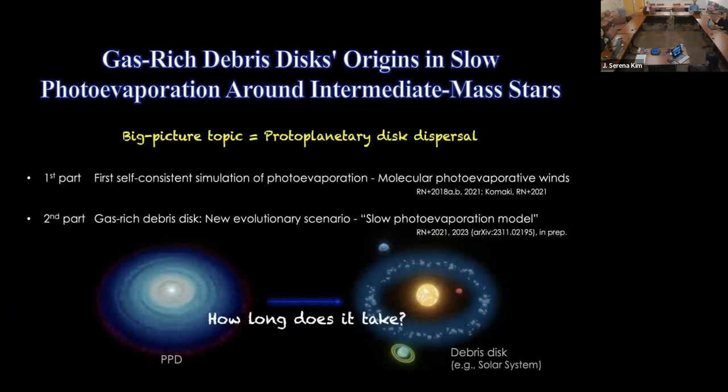Okay. So the big picture topic of this talk is protoplanetary disk dispersal. This talk is composed of two independent yet related topics. One is my first self-consistent simulation of disk photoevaporation. I observed molecular photoevaporative flows in this simulation, so I want to talk about it, hoping it might be interesting for you. And the second part, I'm going to introduce a more recent study of mine. We made up a new disk evolutionary scenario that may help understand the origin of recently detected very old gas disks. And this study was uploaded on arXiv this week. So I hope this talk would be a good introduction for the paper.